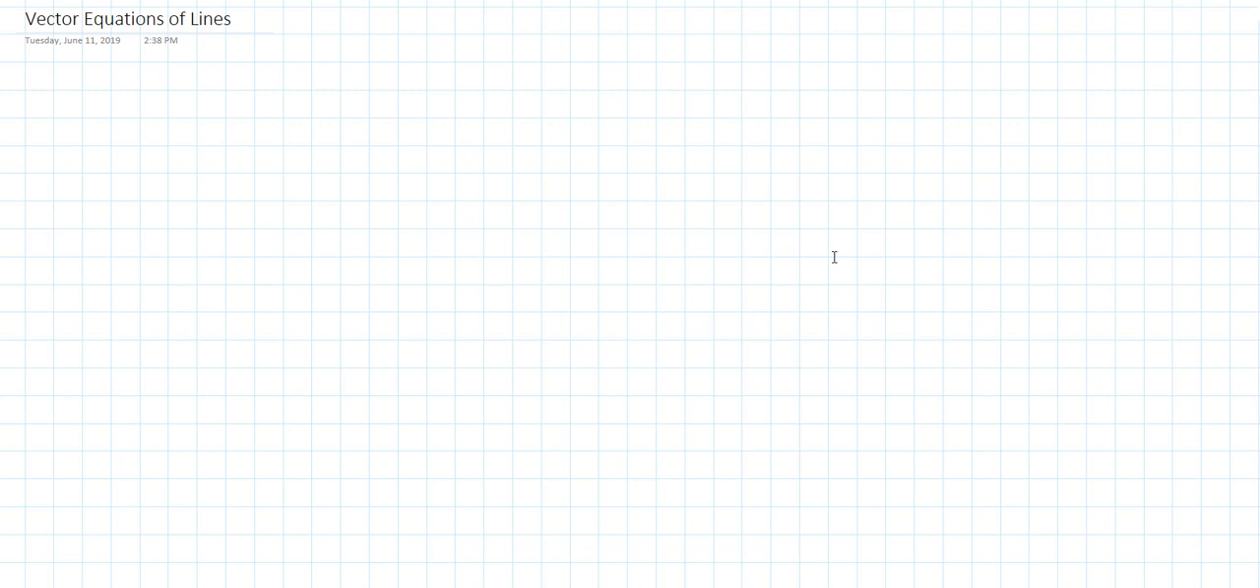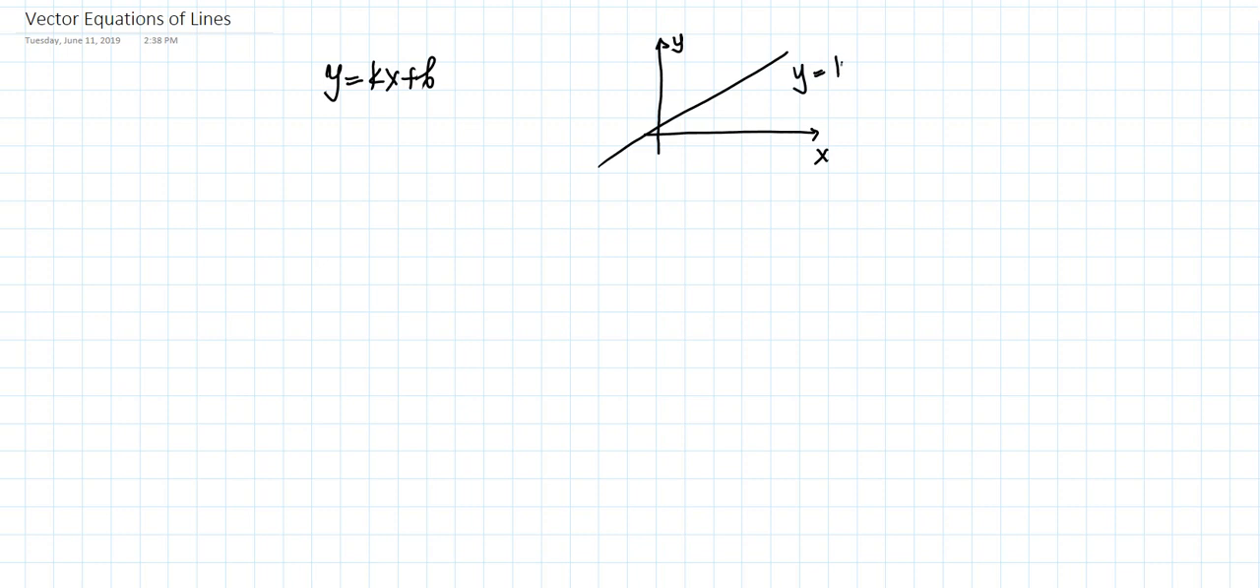So let's talk about the equation of the line from the beginning, right? Do you remember what was the equation of the line? This is y equals kx plus b, right? If you're given a line in the two-dimensional coordinate system, you can define the line using this equation. For example, there is a line and its equation is y equals kx plus b, okay? Now let's go to the three-dimensional case.